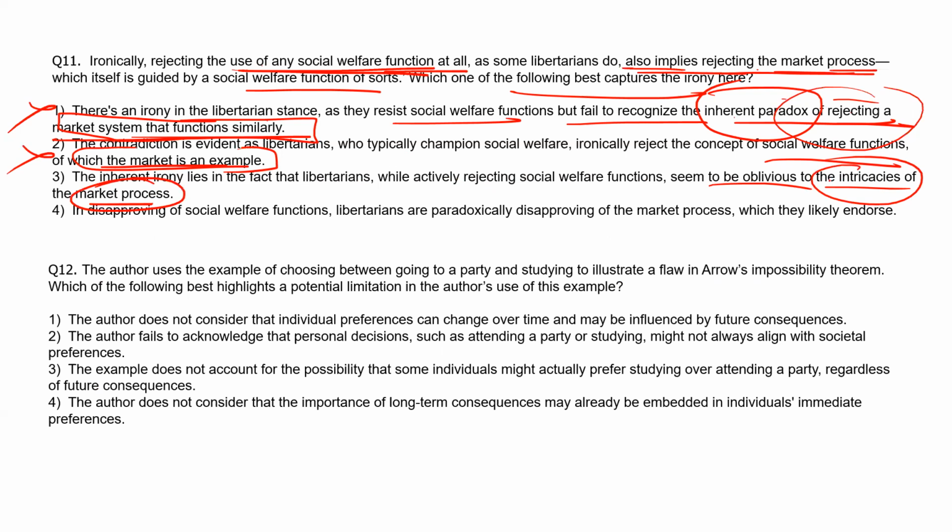while actively rejecting seem to be oblivious of the intricacies of market process. This is wrong. Correct answer is fourth. In disapproving of social welfare functions, they are paradoxically disapproving of the market process, which they likely endorse.